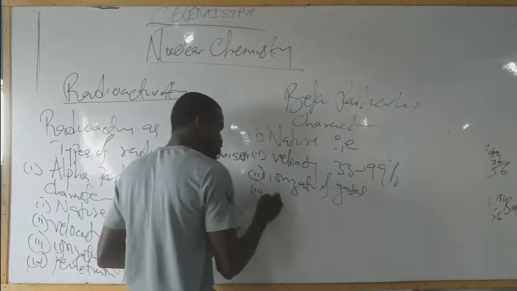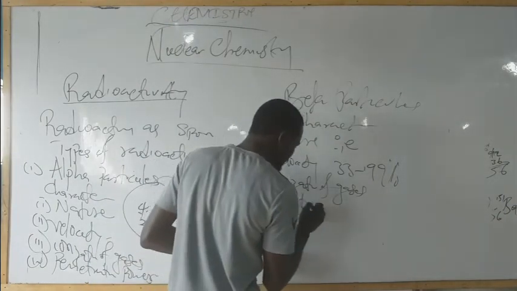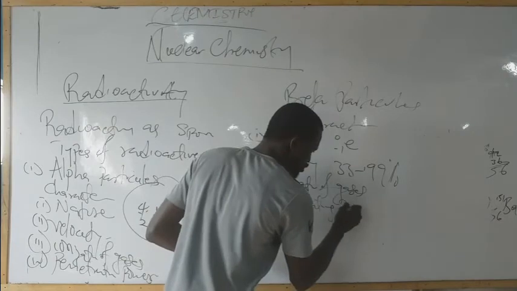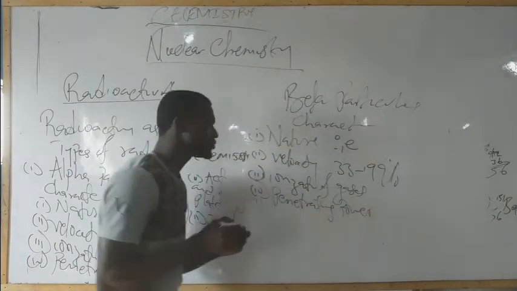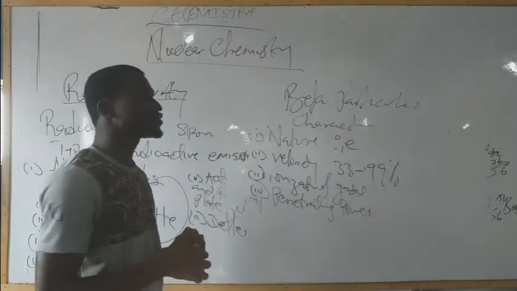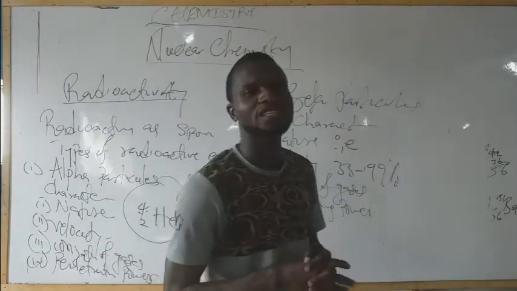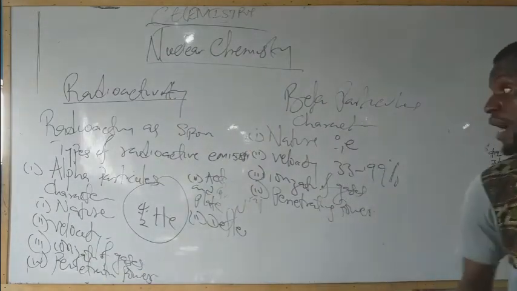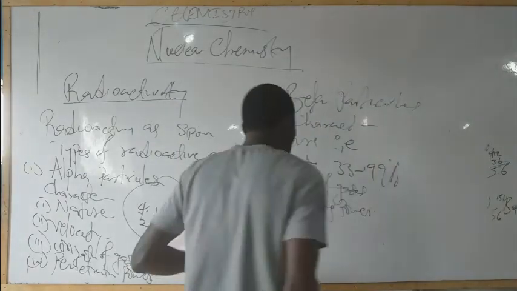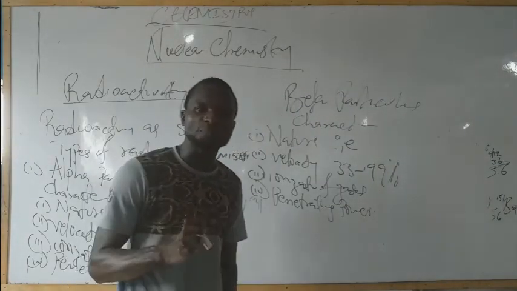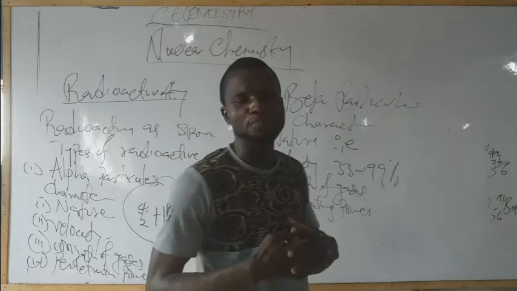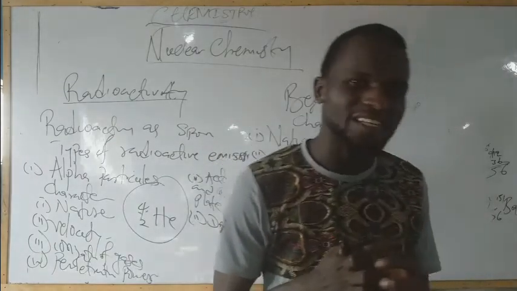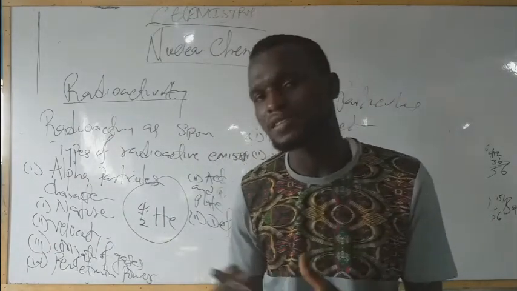Four, penetration power. Beta particles possess relatively higher penetrating power than alpha particles. As a consequence, they are readily stopped or absorbed by matter of several millimeters thickness.